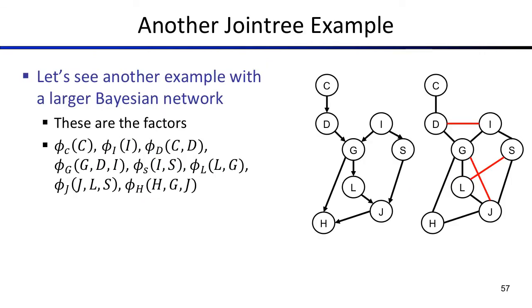So let's take a look at another example now with a Bayesian network. In the previous one, we used a simple Markov network. Let's take a look now at a larger Bayesian network. So this is the Bayesian network. This is the moralized graph. So we transformed the Bayesian network into an undirected graph. These are the factors that we have.